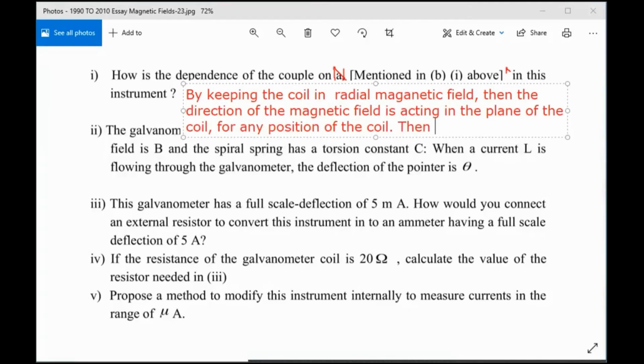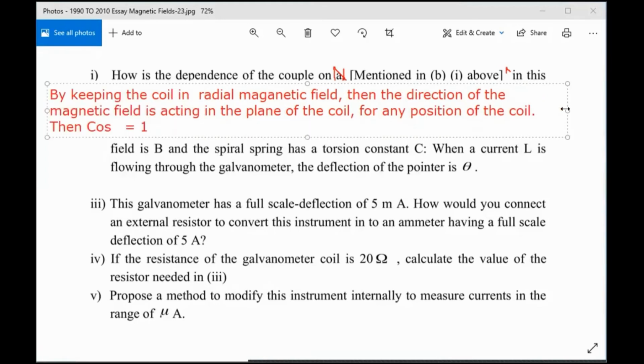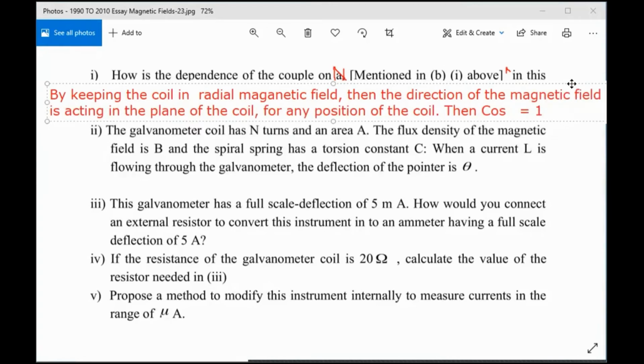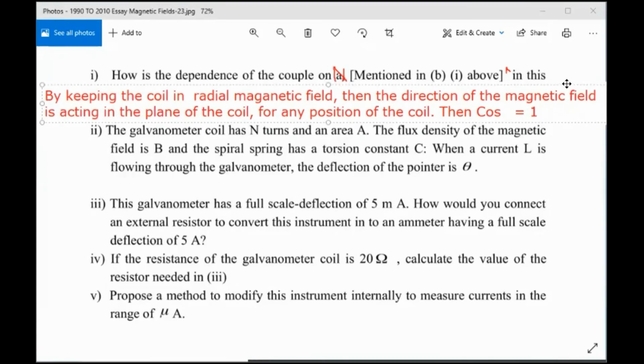Then clear. Then cos alpha equals 1. Once you multiply all the things by 1, it's not changed. So the cos alpha is 1. So this is the complete answer for Roman number 1. Okay, Lamai?